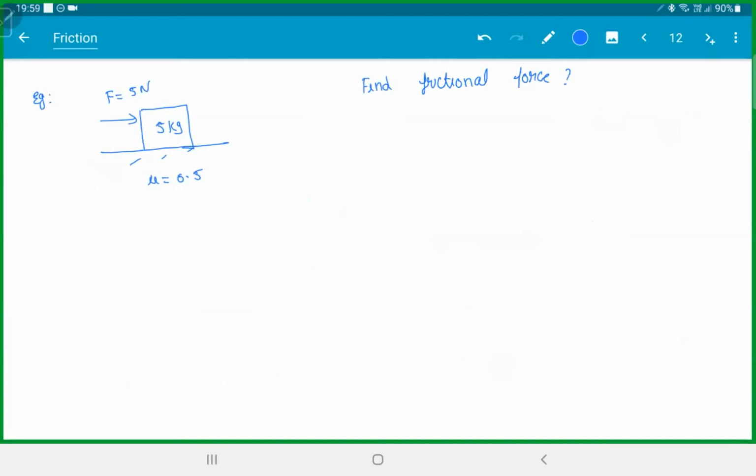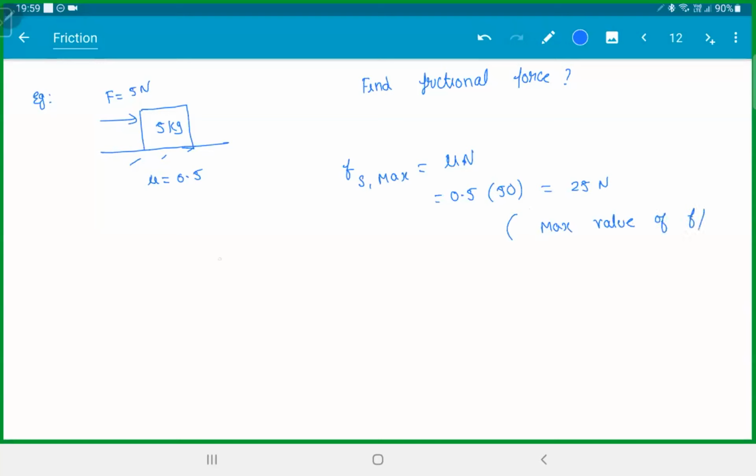Now see, listen carefully here. So Fs maximum is given by mu S into N. Here mu is 0.5 and N is 50, so we are getting 25 newtons. You know the meaning of this? This is the max value of friction that I can give.